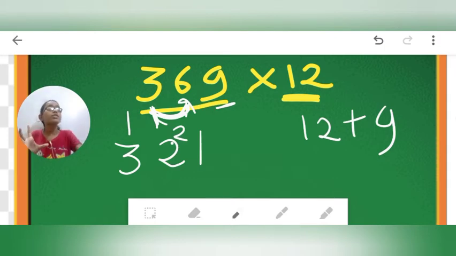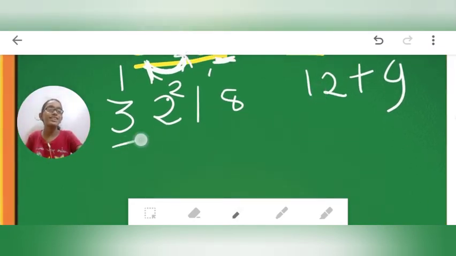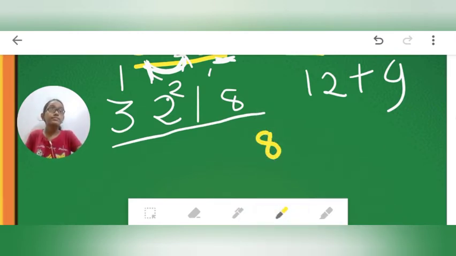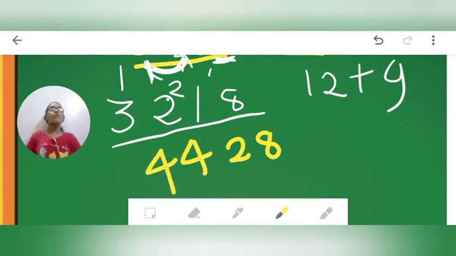Now what will you do? 9 into 2. 9 2s are 18. Write 8 here, and 1 will go carry. And yeah, your answer is there. Just add up the numbers. What you will get is 8, 2, 4, 4. So your answer is 4428. And guess what, guys? If you do 369 into 12, then your answer would be 4428. This is the absolute answer. Just check it using a calculator if you don't believe.